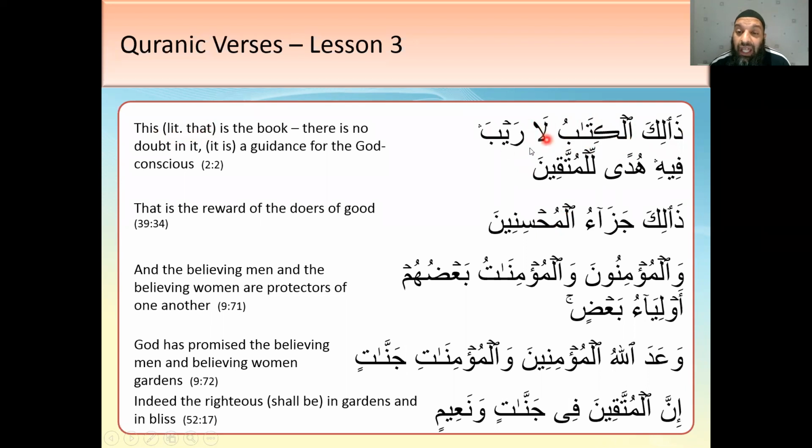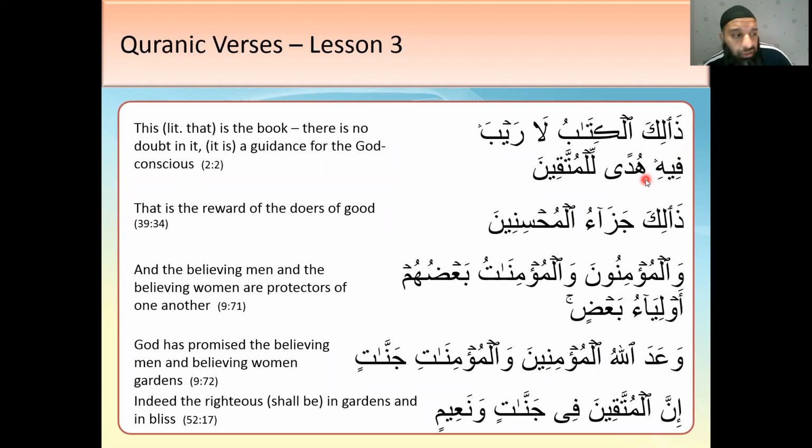Okay. La rayba. We've not done this word yet. La with the alif means no doubt. So la with the alif means no. If somebody comes to you and says, "Are you feeling well?" I say la. La means no. So it's a negation. La rayba. In this case, no doubt. Fihi. We've not done this word yet. Have a guess. Anybody? In it.